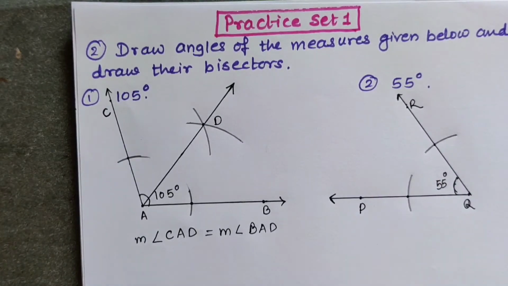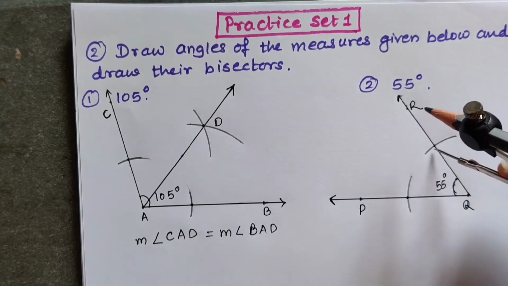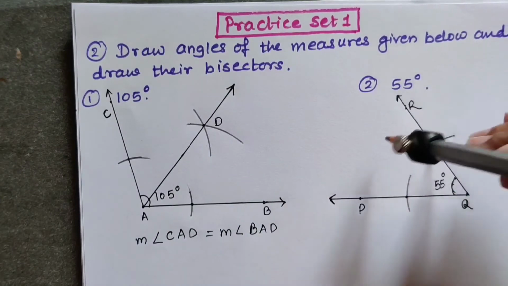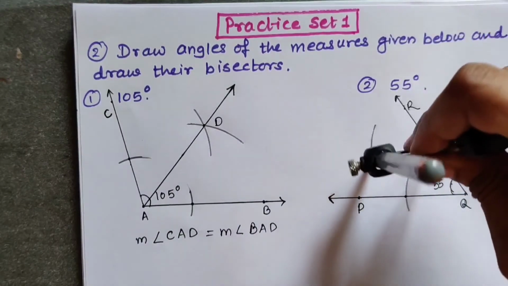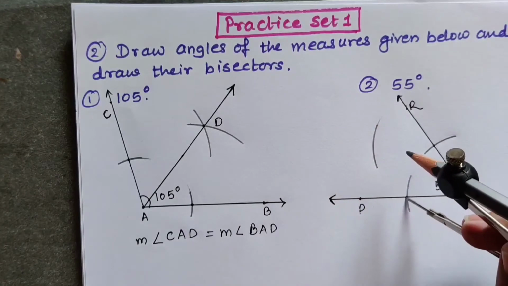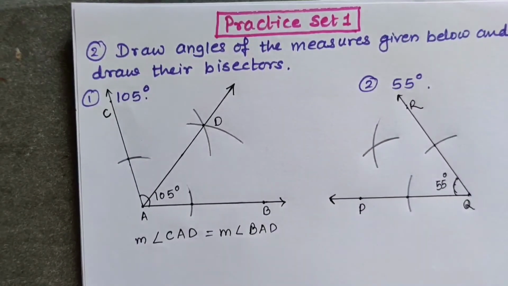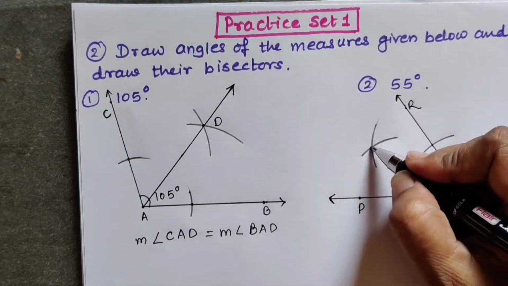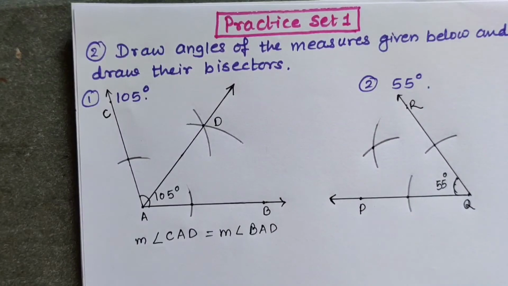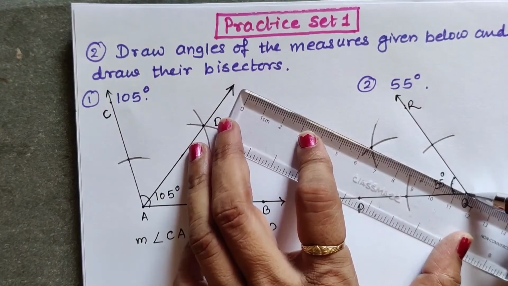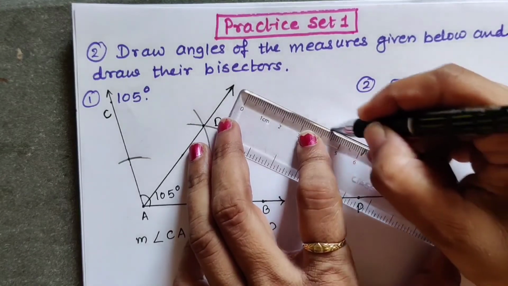Make the points a little dark so we can draw the arcs in the interior of the angle. Placing the pointer on this point, we have to draw one arc inside the angle. Then placing the pointer on the second point, we have to draw the second arc. In this way we have got one point of intersection of two arcs. We are going to join the vertex Q with this point.